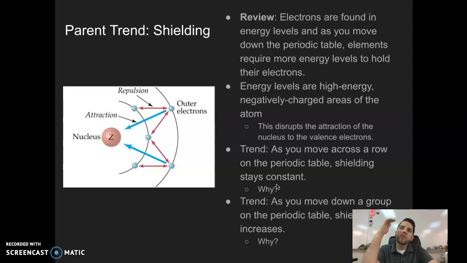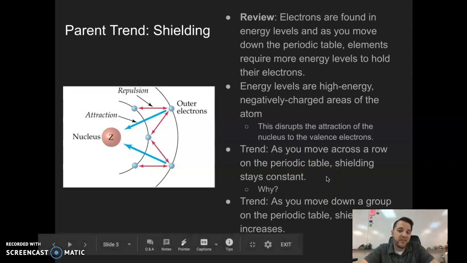So when we move across a row on the periodic table, we're adding electrons to the same energy level. We're not adding any more energy levels. Therefore, we're not adding any more interactive levels of repulsion. And so as you move across the periodic table, it's going to stay constant.